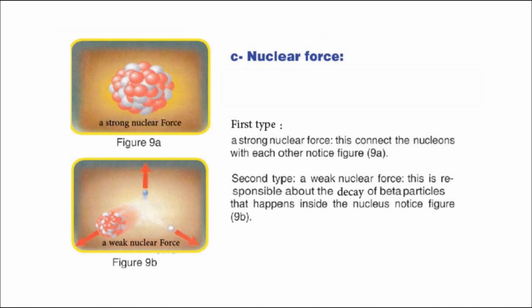The other type is nuclear force. We have two types: strong nuclear force and weak nuclear force. The strong nuclear force connects the nucleons with each other inside the nucleus. Notice figure 9a. The other type is weak nuclear force. This is responsible for the decay of beta particles that happens inside the nucleus. Notice figure 9b, and we will study these two types in detail next year, inshallah.